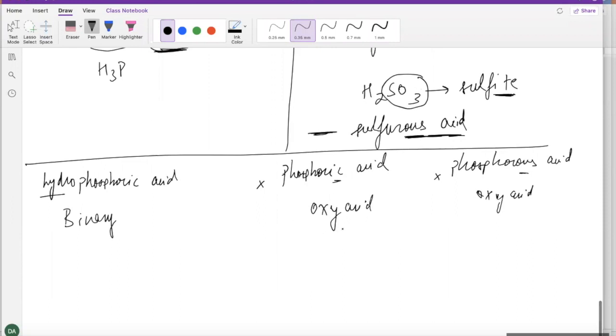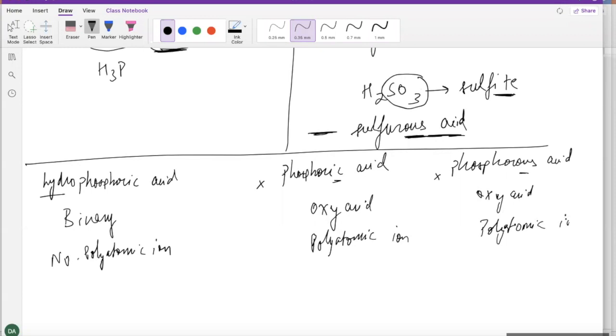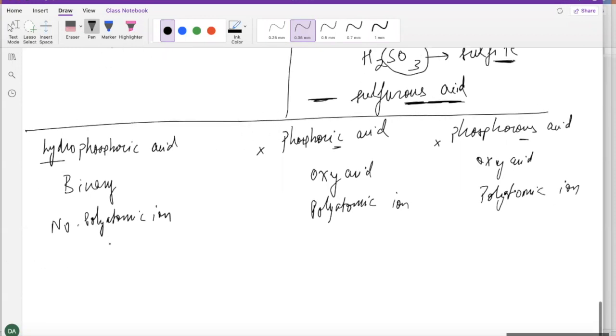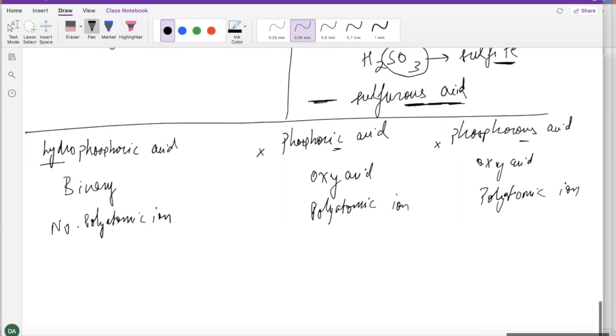So first of all, let's go back and look at binary and oxy. Binary meaning no polyatomic ion, right? And then phosphoric and phosphorus acid, which are oxyacids, mean what? They have a polyatomic ion. Okay, so guys, again, pay attention when I'm saying polyatomic ion or no polyatomic ion. When I say no polyatomic ion, I don't mean there's no ion. There is an ion, but it's not polyatomic. So in a binary acid, you do not have a polyatomic ion.